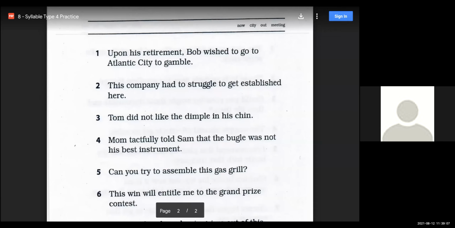Upon his retirement, Bob wished to go to Atlantic City to gamble. This company had to struggle to get established here. Tom did not like the dimple in his chin. Mom tactfully told Sam that the bugle was not his best instrument.